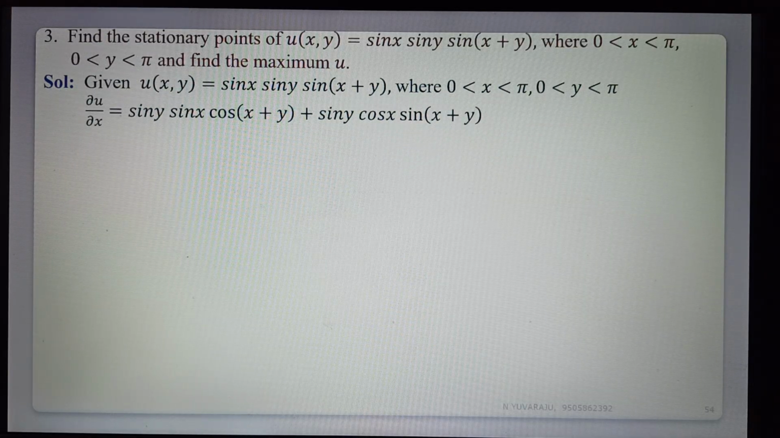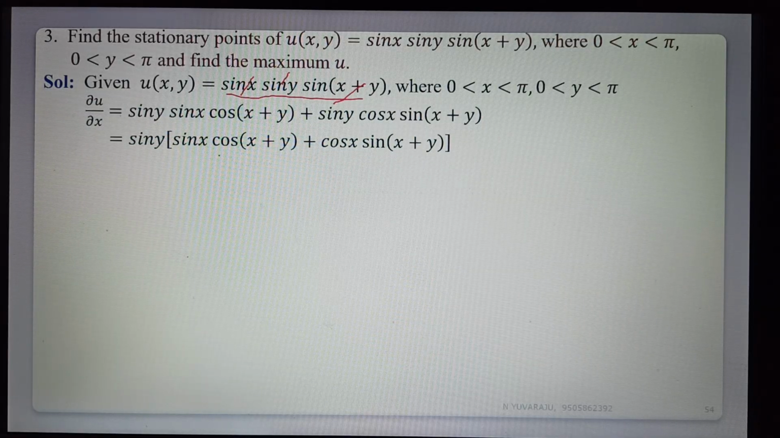First finding ∂u/∂x. ∂u/∂x means there are three functions here, and sin y is a constant, so sin x sin(x plus y), u into v method. Sin y into sin x cos(x plus y) plus sin y into cos x sin(x plus y). So sin y common: sin x cos(x plus y) plus cos x sin(x plus y), that is equal to sin y into, using sin a cos b plus cos a sin b equals sin(a plus b), sin(2x plus y), the first one.